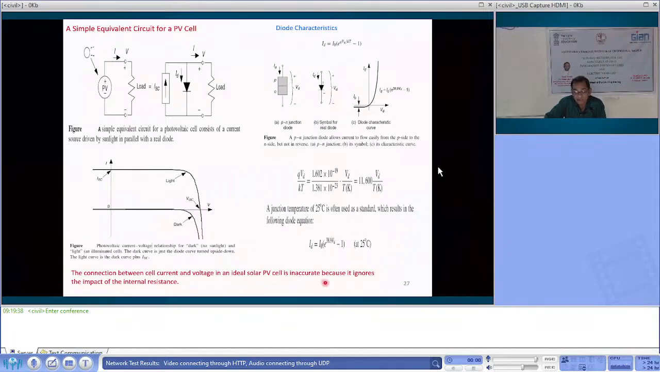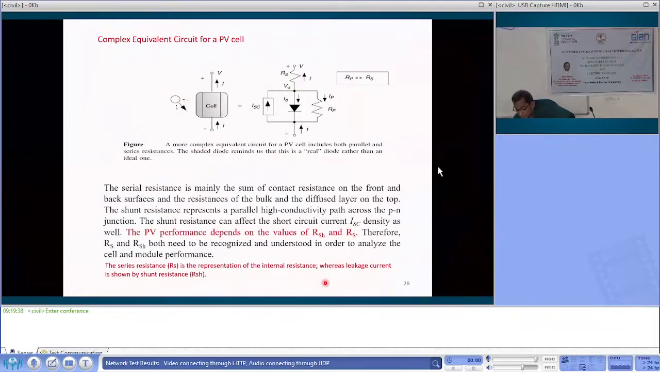Why? Because it ignores the impact of internal resistance. Then we have to go for the practical circuit, and there you find 2 additional resistances. So आपका ये current source in parallel with diode तो पहले भी था, अभी ये parallel resistance ऐड कर दिया है, which is very high, and series resistance low. So RP is very high compared to series resistance. They are given by manufacturers. Otherwise, the measurements are to be done because you have 2 unknowns. So you have to take the readings to find them out.